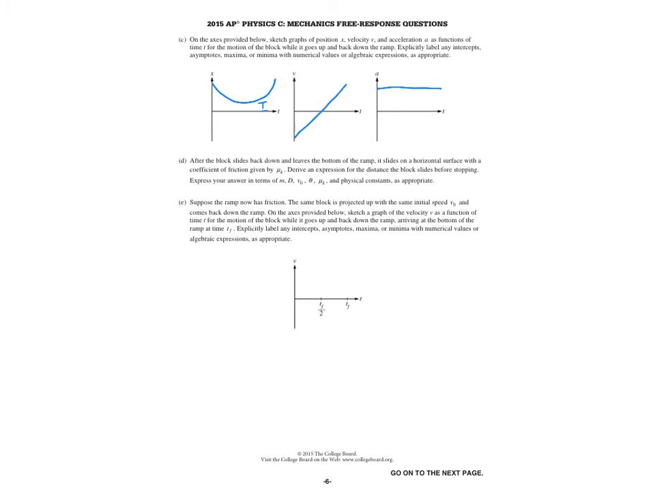Basically we need an expression for friction first. Now friction is the only thing acting on it, so it should be equal to mass times acceleration. So mu times mass times g should be equal to mass times acceleration. So mu k g equals mass times acceleration.